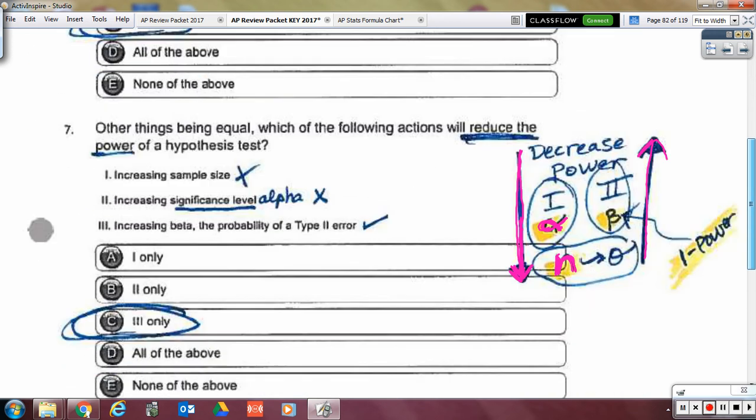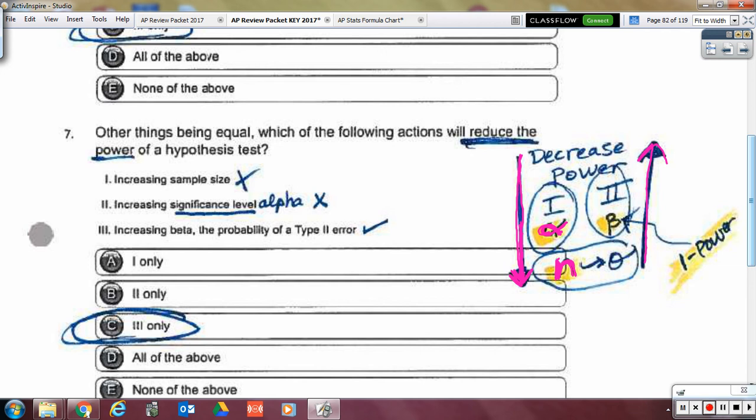Okay, and this one is the same except it says reduce the power. So I drew the picture of power decreasing, so that makes my arrows go down on the left. That means these things on the left are going down, and these things on the right are going up. So that makes 1, 2 not true. 3 is the only one that's true. Okay?